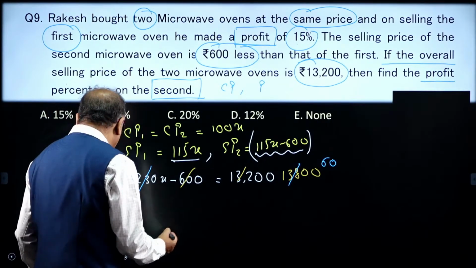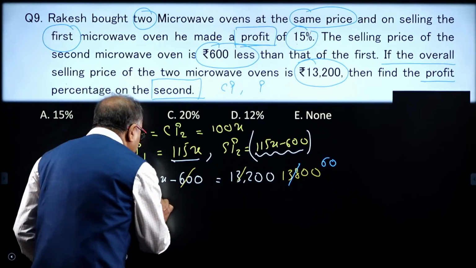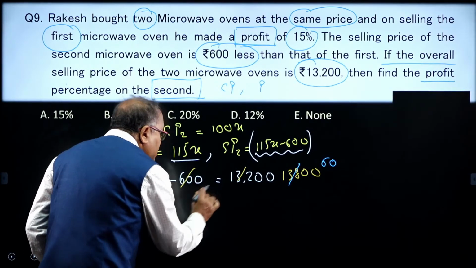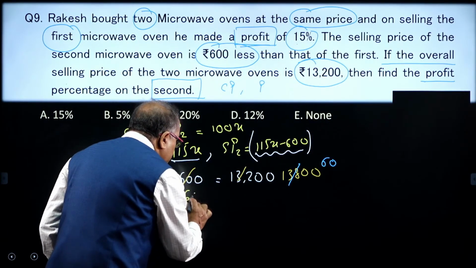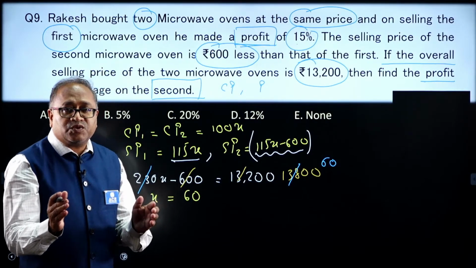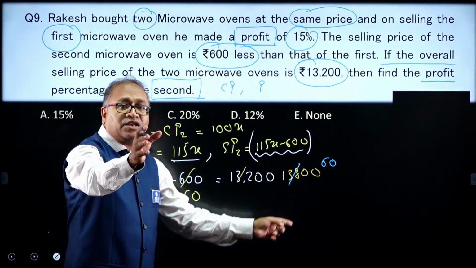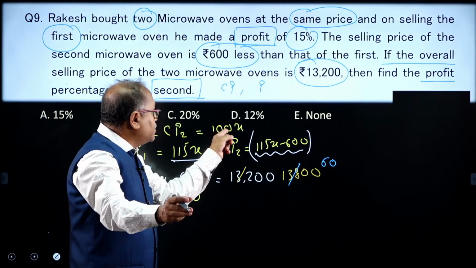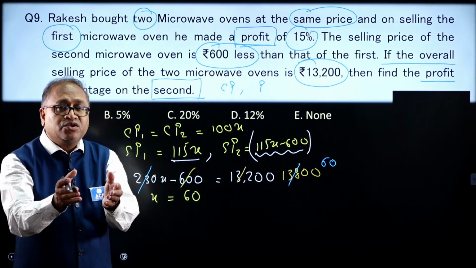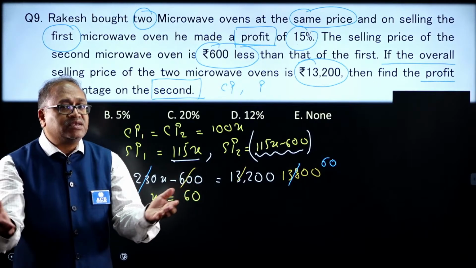Am I right, my dear friends? I am specially writing this value because everything is based on this x value. x is equal to 60. Now, you will get the cost price and the selling price. Selling price is 115x minus 600. You will get the cost price, which is 100x. You can find out the profit percentage in the second case.